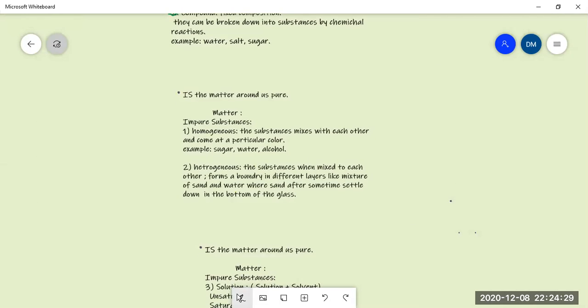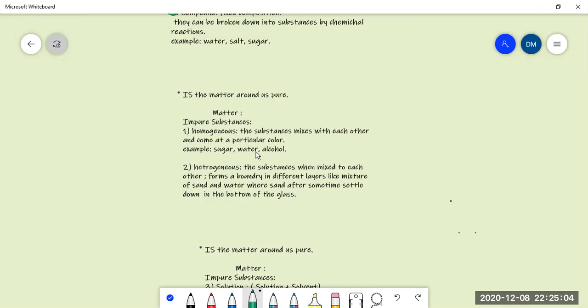The next is impure substances. So, what are impure substances? They are homogeneous. The substances mix with each other and form a uniform appearance. Like if you make a sugar syrup by mixing water and sugar, then there would be no change in its color. So this is a type of impure substance.